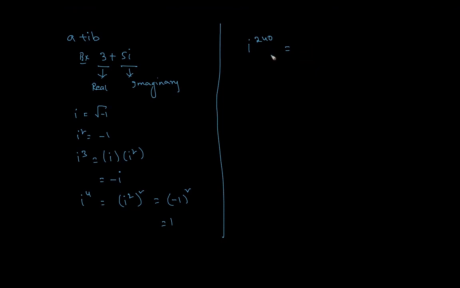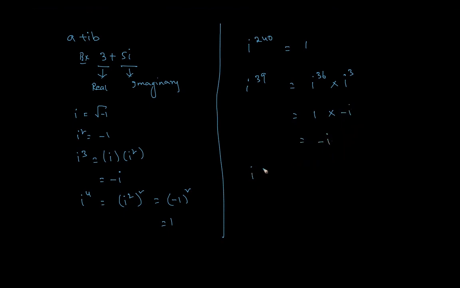Right. I know i power of 4 is always 1. If I check whether the power is divisible by 4 or not, and if it is divisible by 4, then that value is 1. Suppose I take i power of 39. How can I write? 36 into i power of 3. So i power of 36 value will be 1. So i cube is minus i. So i power of 39 value will be minus i.